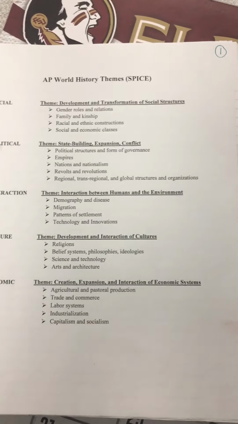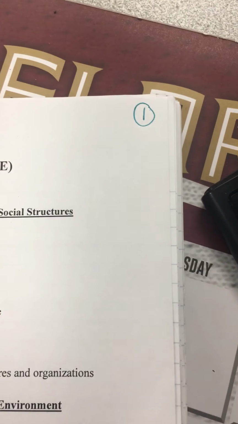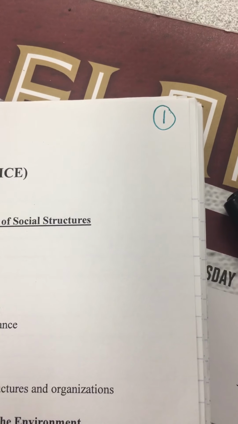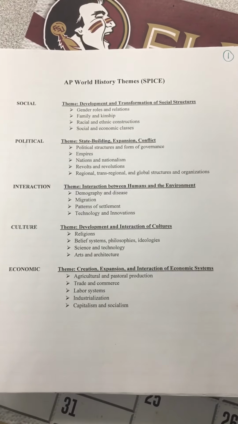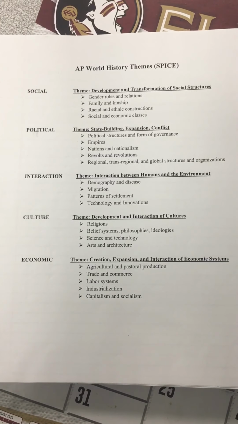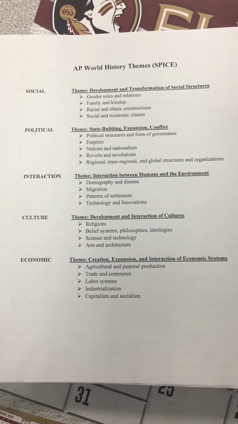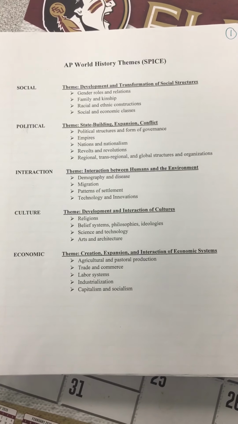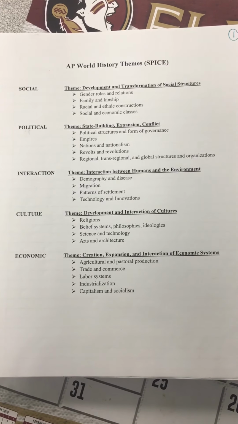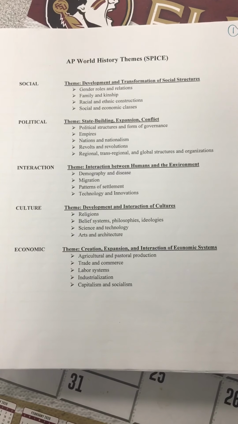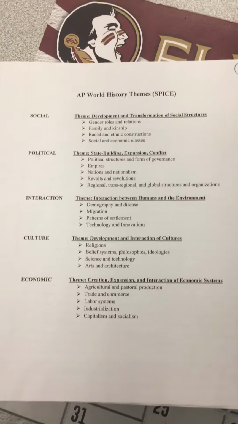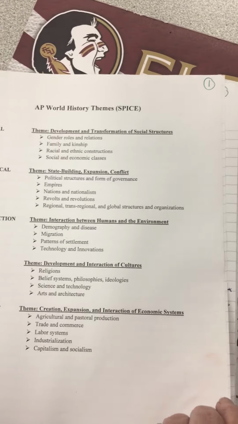Page 1, and as I mentioned earlier, you want to make sure that you number each page just in the top right hand corner. And so for the first page, page 1, is going to be your AP World History themes. This again is available to you on Canvas, so you'll print this out and glue it into your notebook. If you don't want to print it out, if you want to handwrite it, that's perfectly fine. But that is page 1.